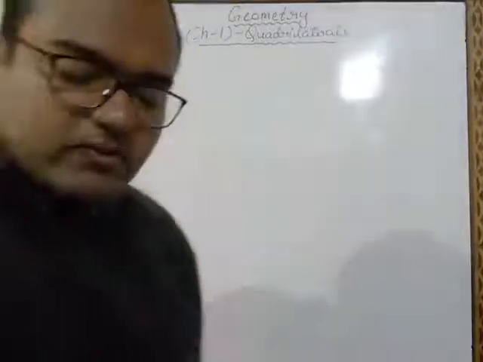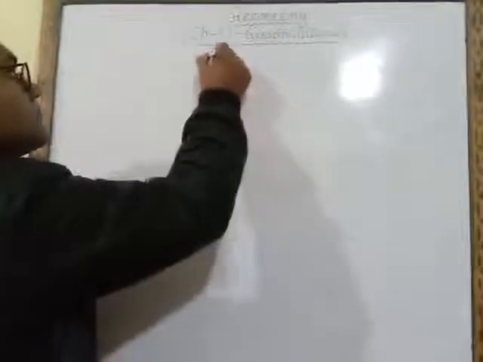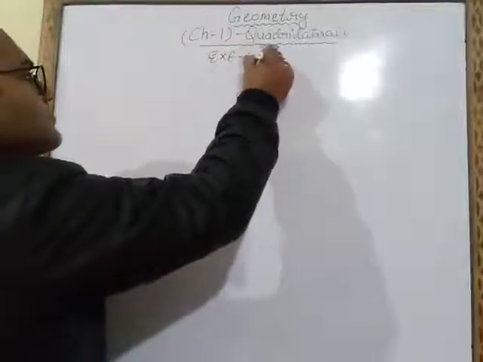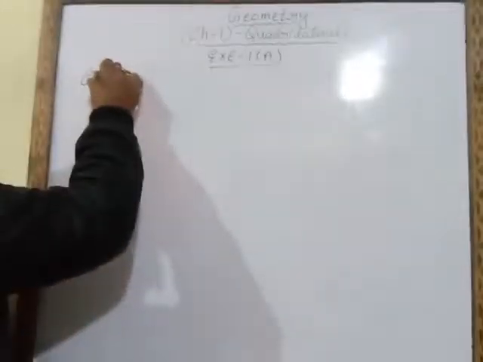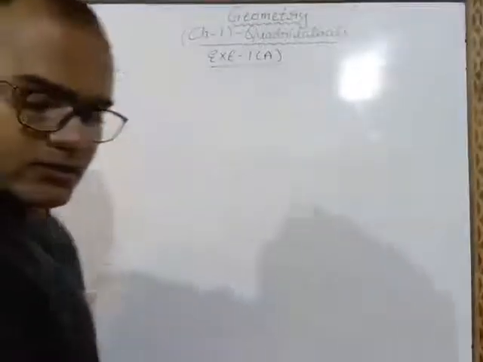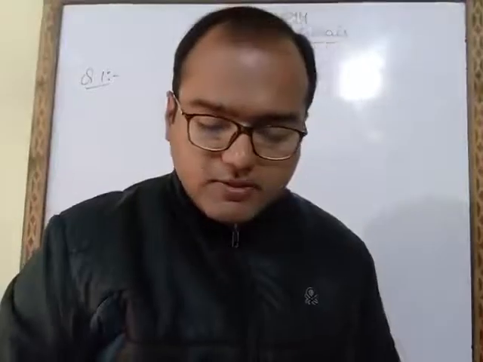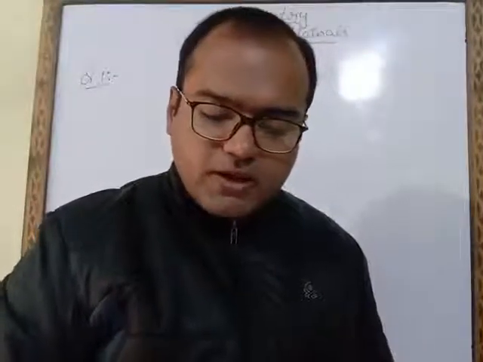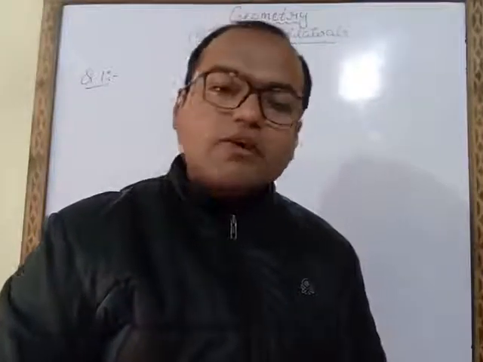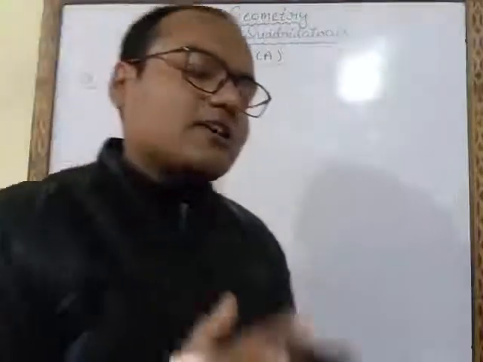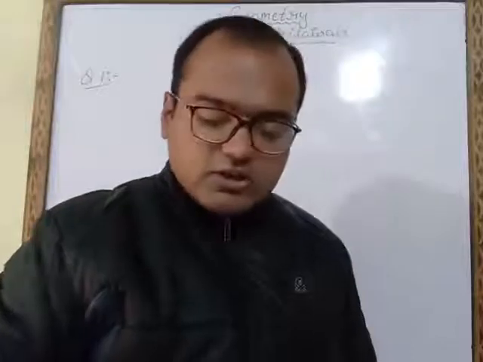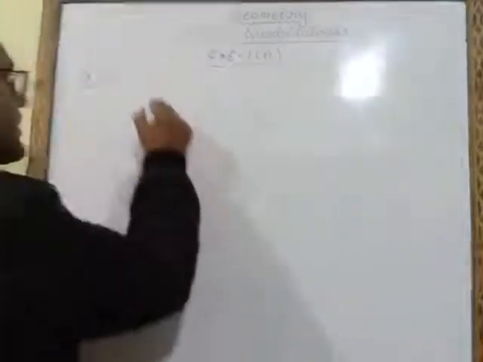Exercise 1A. Question number first. Fill in the blanks. First question, first part. A quadrilateral is a polygon with dash sides. As I had already explained, a quadrilateral is a closed figure with 4 sides. So first part answer is 4 sides.